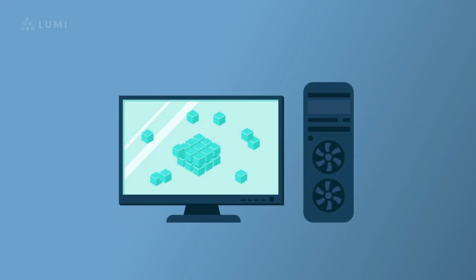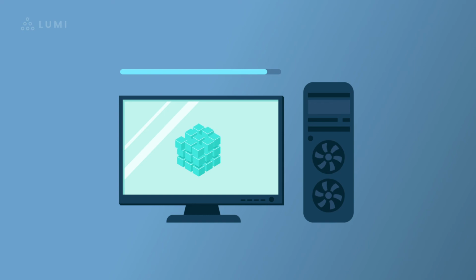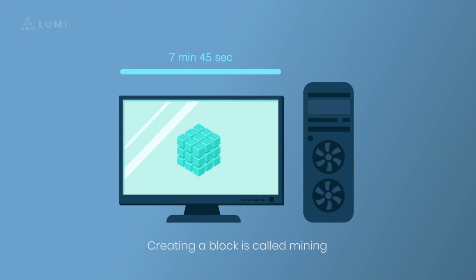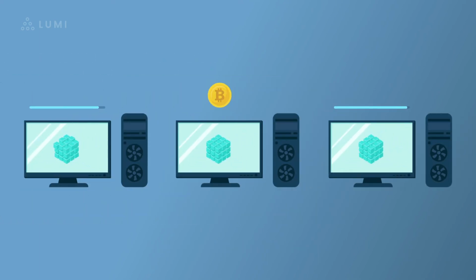The creation of blocks happens thanks to the processing power of the network nodes, the so-called miners. Creating a block is called mining as it requires solving a mathematical problem, the complexity of which dynamically changes. On average, it takes about 10 minutes to solve it. The miner who creates the block first receives a reward from the system in the form of Bitcoin.